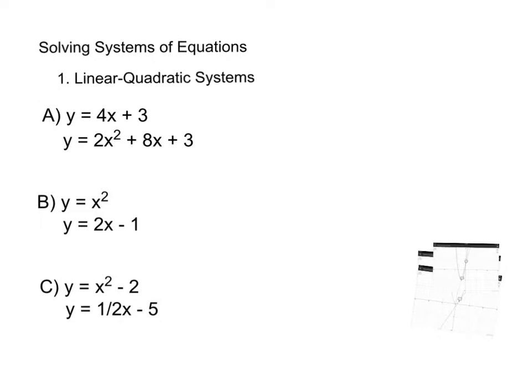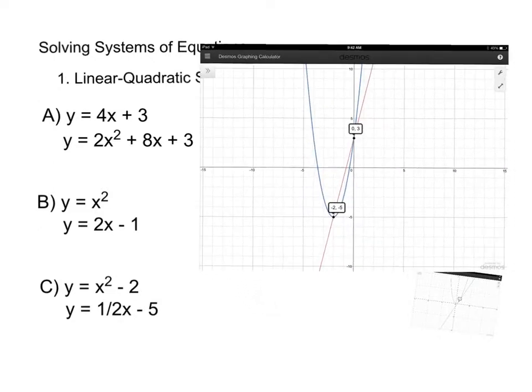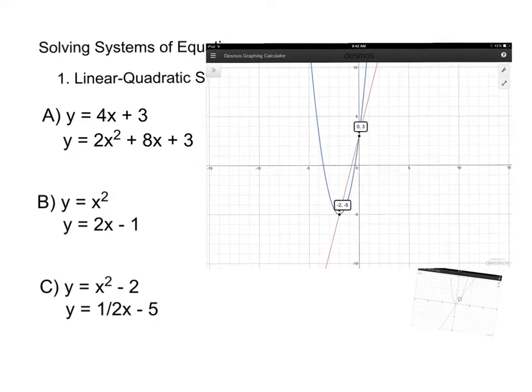So this first one, y equals 4x plus 3, y equals 2x squared plus 8x plus 3. It looks like this. Is that right? Yeah, that looks like it. Are those the answers that you got? 0, 3, and -2, -5.